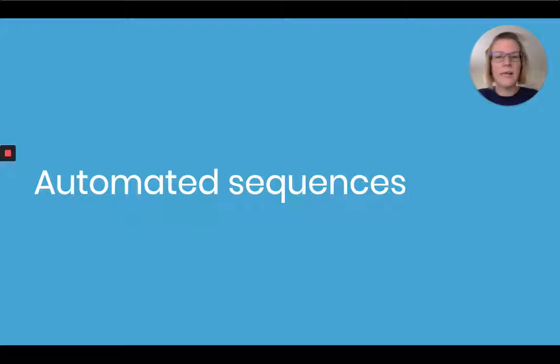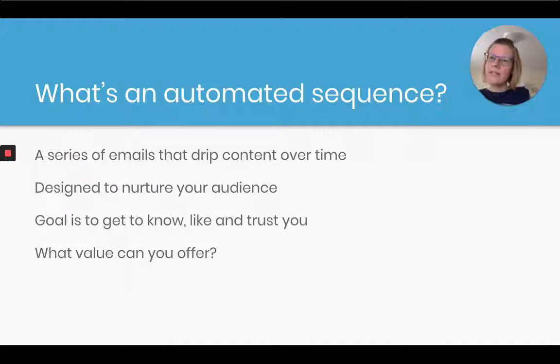Now let's talk about automated sequences. So an automated sequence is a series of emails. Where the welcome email is just one, an automated sequence is a series of emails that drips content over time. So this is designed to nurture your audience, and the goal is for them to get to know you, get to like you, get to trust you.